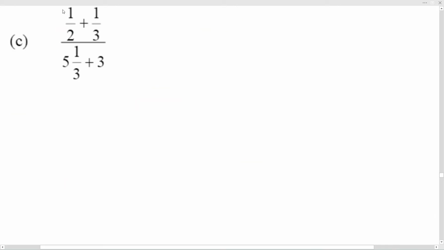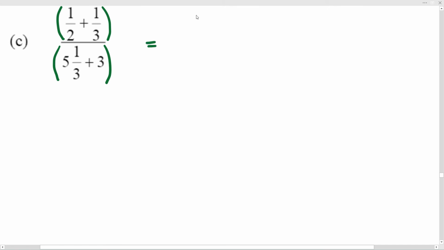This last example is quite tricky because you've got fractions being added, you've got mixed number adding to whole number. It's quite a big mess. And the only way I'm going to make this doable is to just treat everything separately and then put it together at the end. Okay, so let me just deal with that numerator.